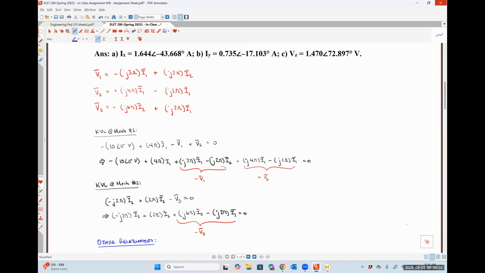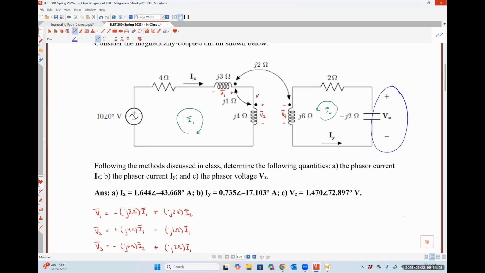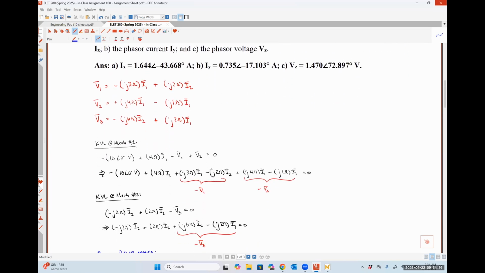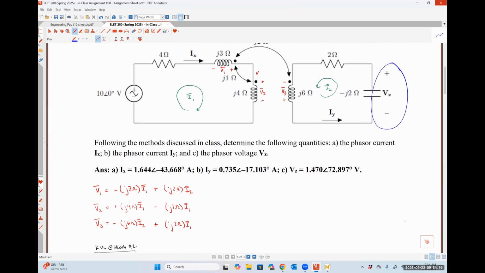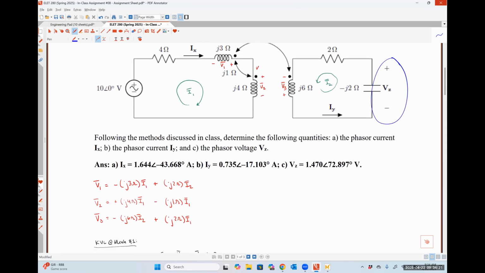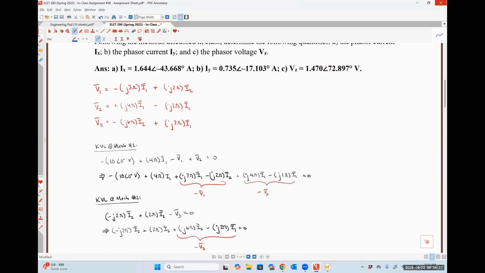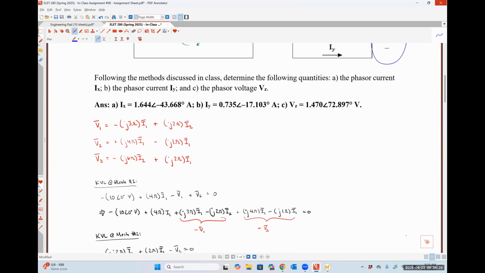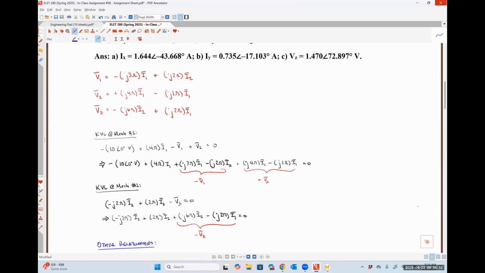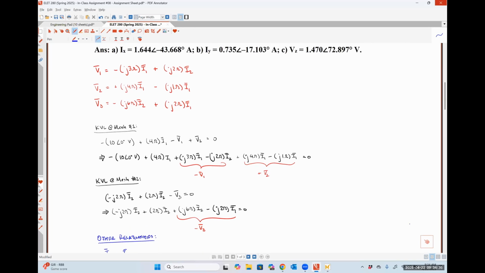KVL for mesh 2, let's see. So we're following that guy around. So I'm going to have negative J2 ohms times I2 plus 2 ohms times I2. And then I'm going to have minus V3. So that's minus negative J6 looks like positive J6 I2. And then minus positive J2 I1 is going to look like negative J2 I1. So the equations that I wrote down appear to be correct.